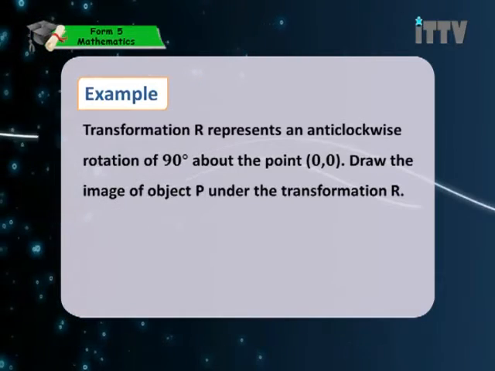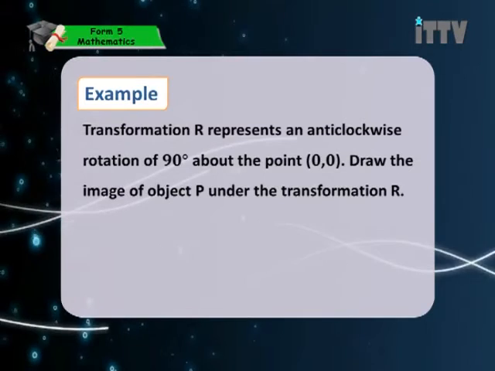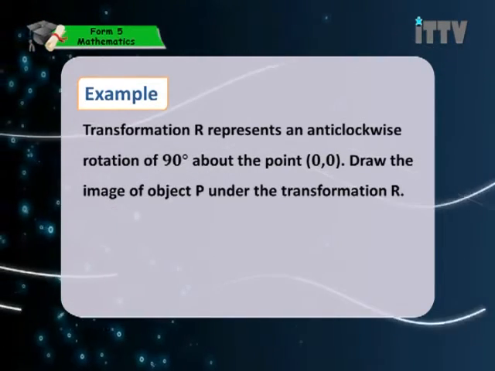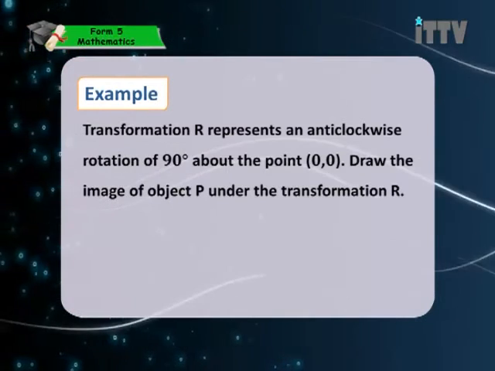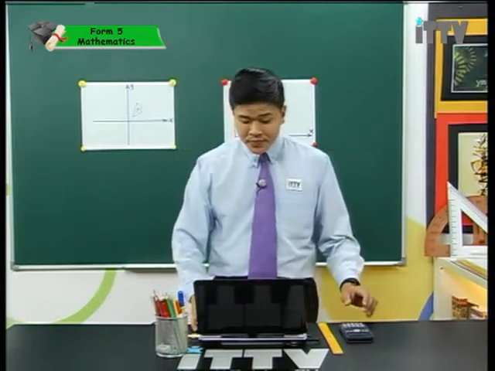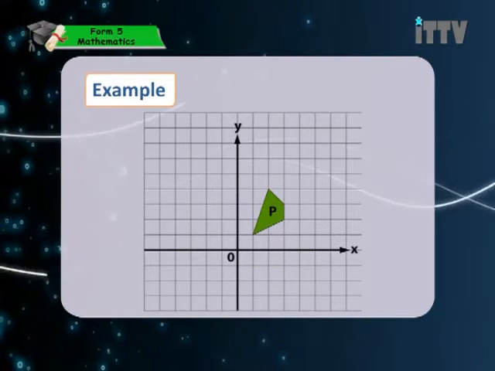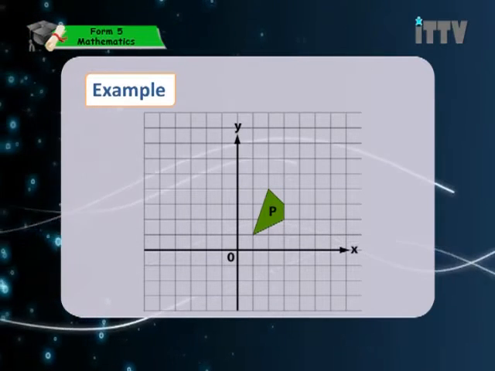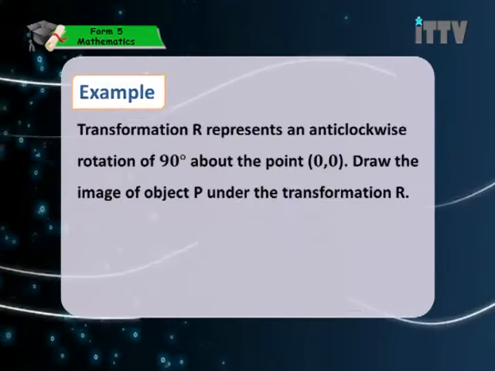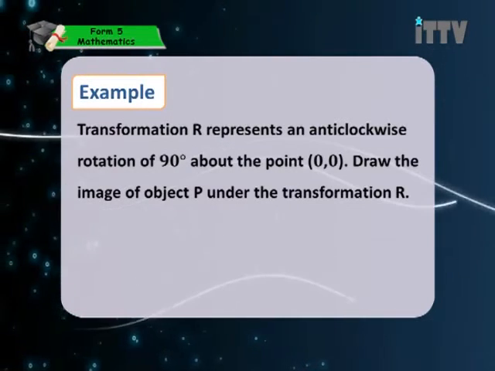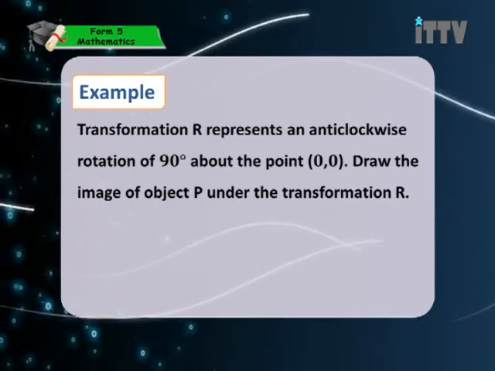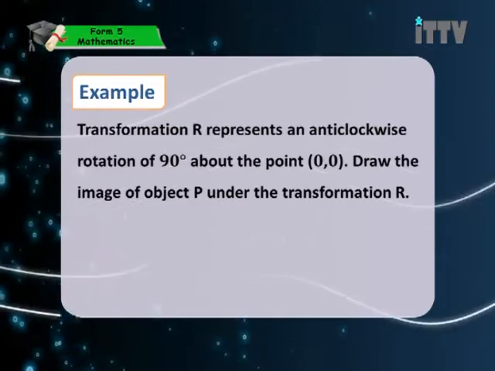Transformation R represents an anti-clockwise rotation of 90 degrees about the point 0, 0. Draw the image of the object P under the transformation R. Alright, let's take a look at the diagram. So this is the diagram. What I want you guys to do now is to draw the image of this object P under this rotation, again, anti-clockwise, 90 degrees about the origin. Why don't you try it out and we will draw it together a short while later.